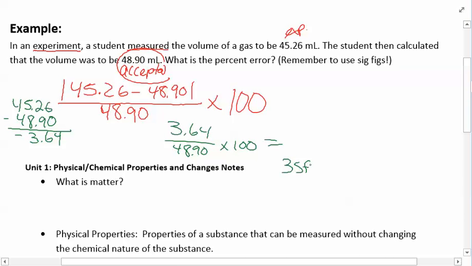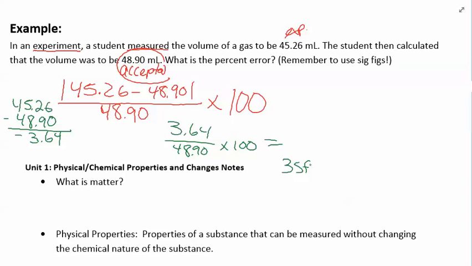So with multiplication and division, we go by the count. So we end up with 3 sig figs in our final answer. You end up with 7.44%. Make sure you write that percentage sign. It's kind of like your unit in this problem and helps you to finish your problem off.